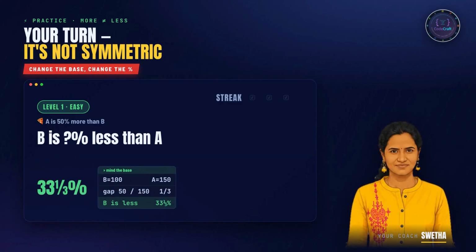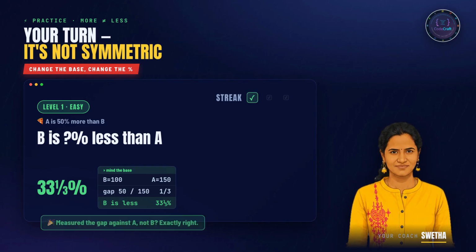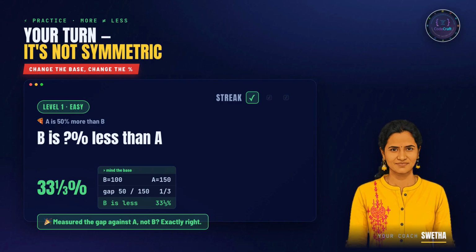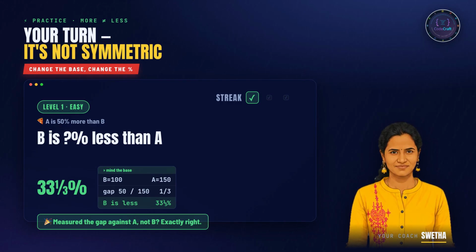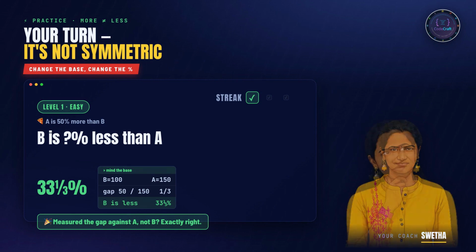If B is 100, then A is 150. Now B is smaller than A by 50, but out of A's 150, that's 50 over 150, which is 1/3, about 33%, not 50. The base changed, so the percent changed. If you measured against A, you saw it.